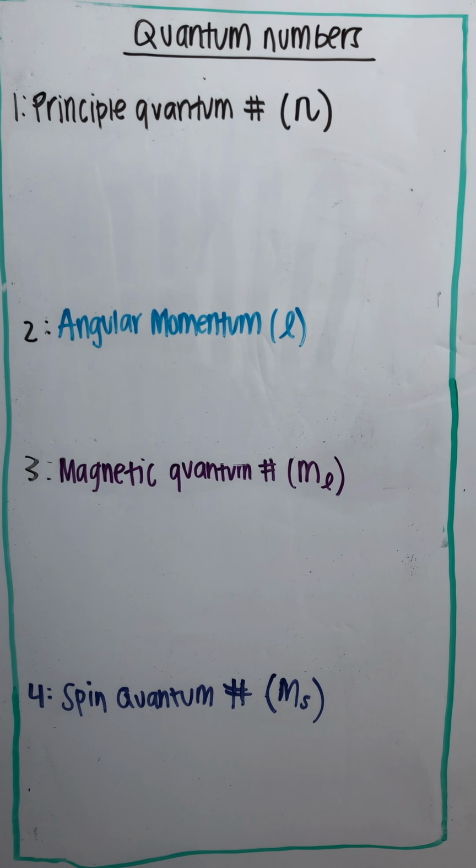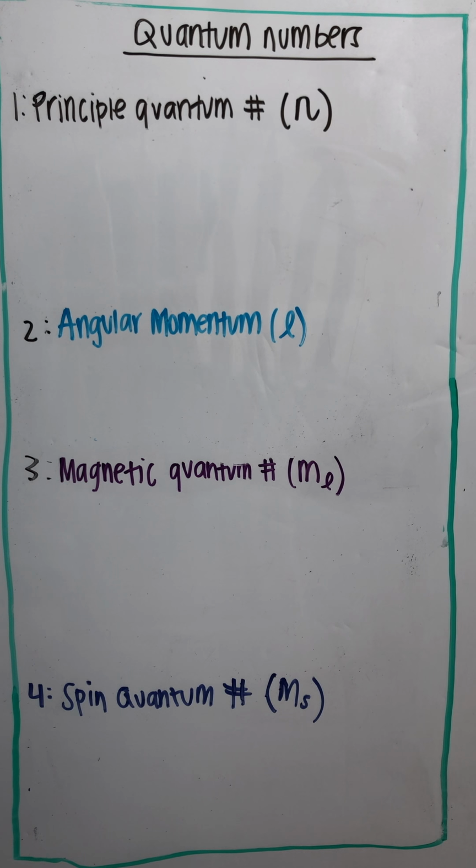Hi, thanks for tuning into this video where we will be learning about quantum numbers and electron spin. These four quantum numbers right here are the way that we describe the location and the state of an electron in an atom.